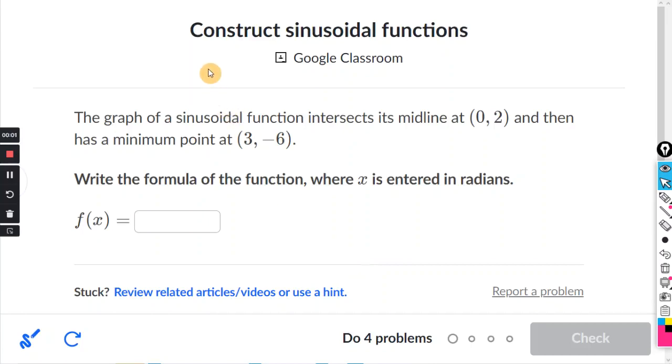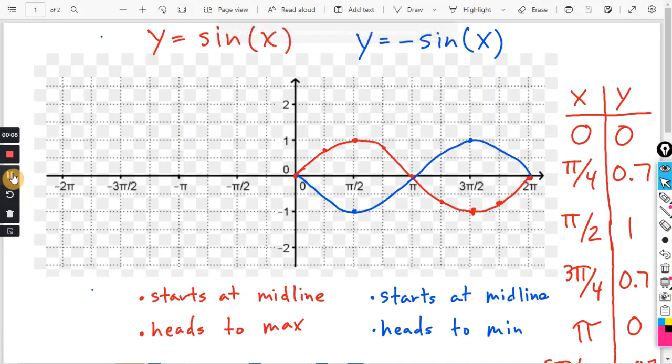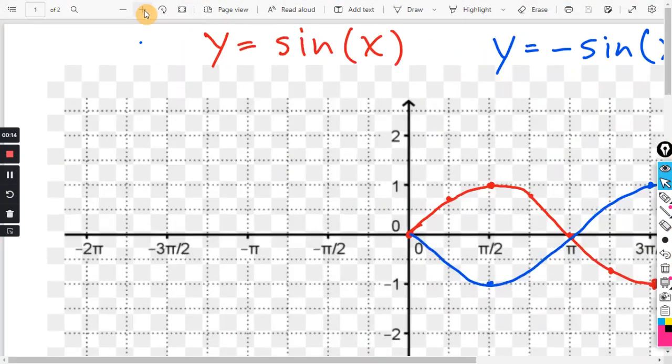This will be for the exercise: construct sinusoidal functions. Now you need to be familiar with the basic sine and cosine functions. All right, just a quick review here.